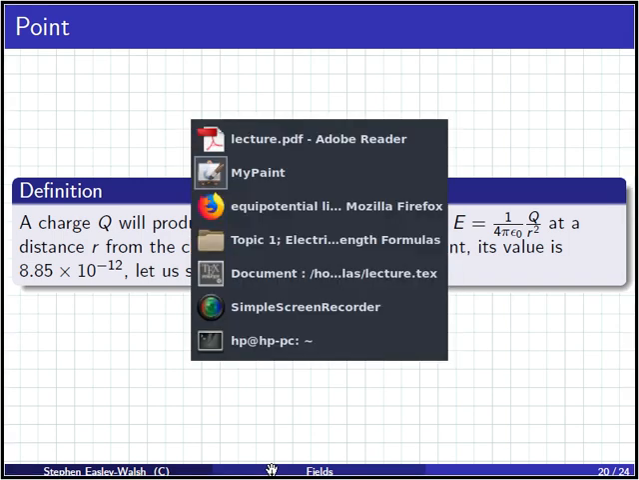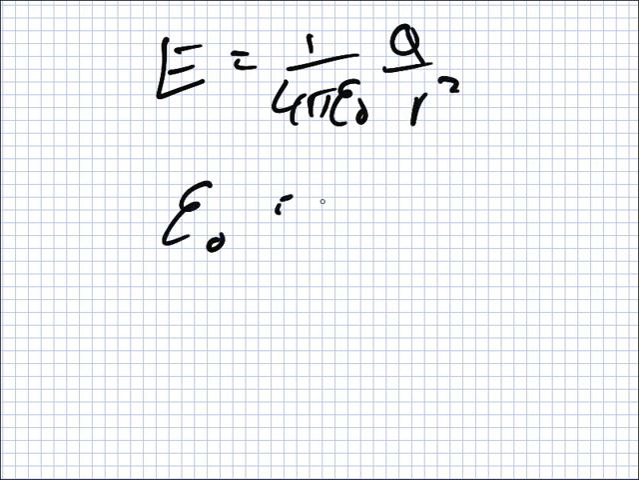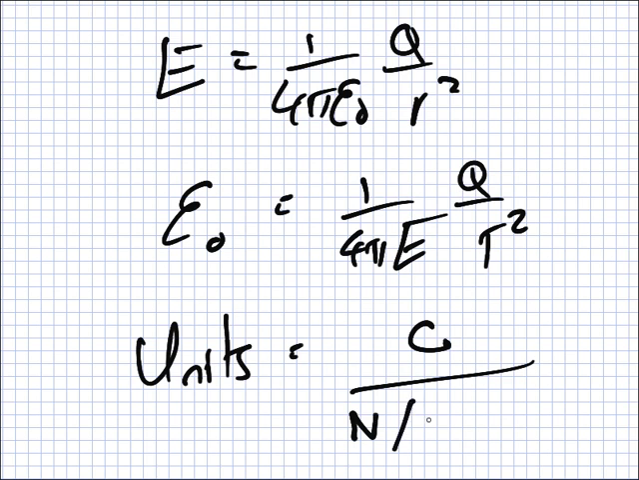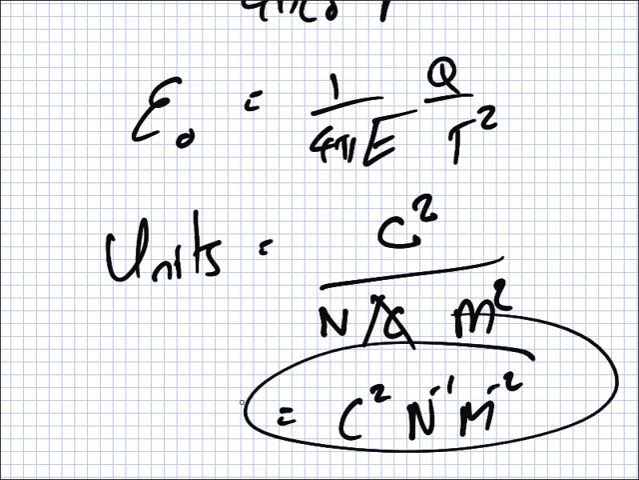Right, shall we work out the units? So the formula is E equals 1 over 4 pi epsilon 0 q over r squared. So that means epsilon 0 is 1 over 4 pi E times q over r squared. The units on the right will be coulombs. E is newtons per coulomb, and r is meter squared. So that can come up the top, and the units are coulomb squared per newton per meter squared.